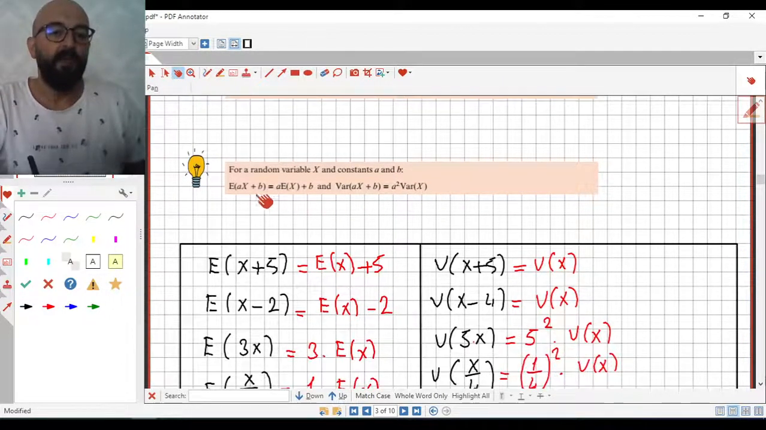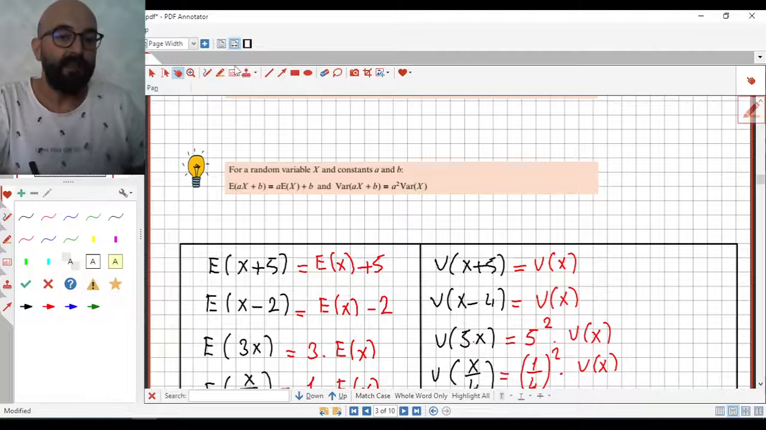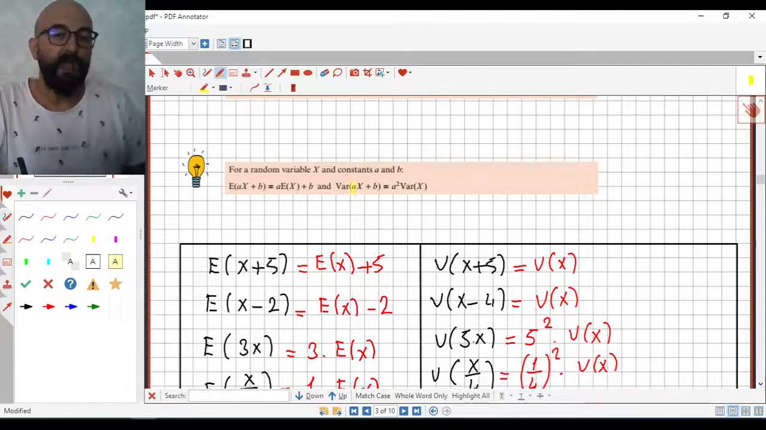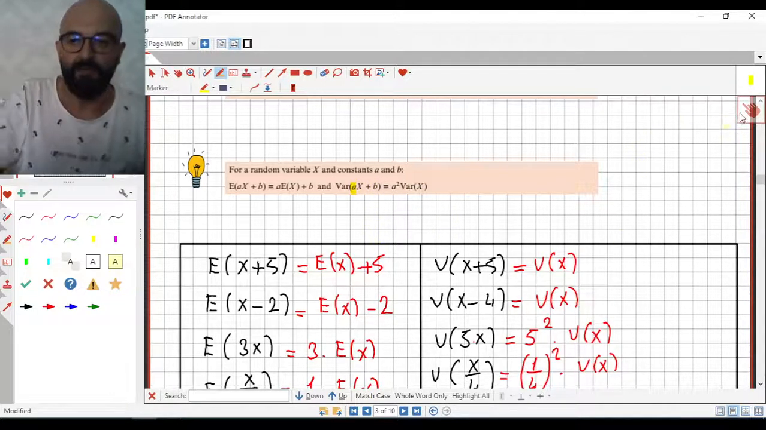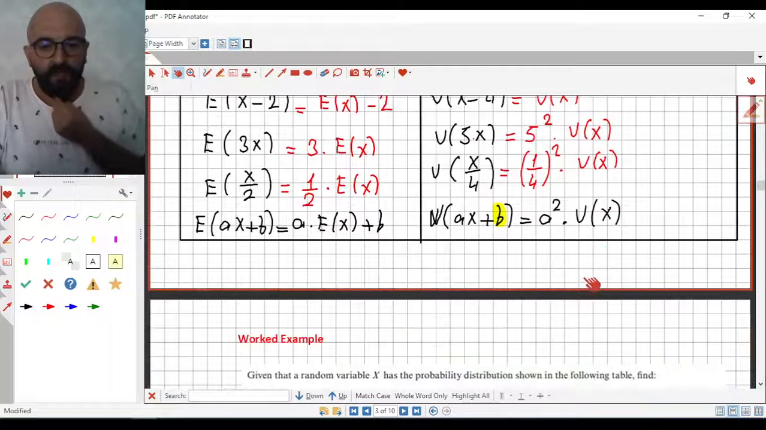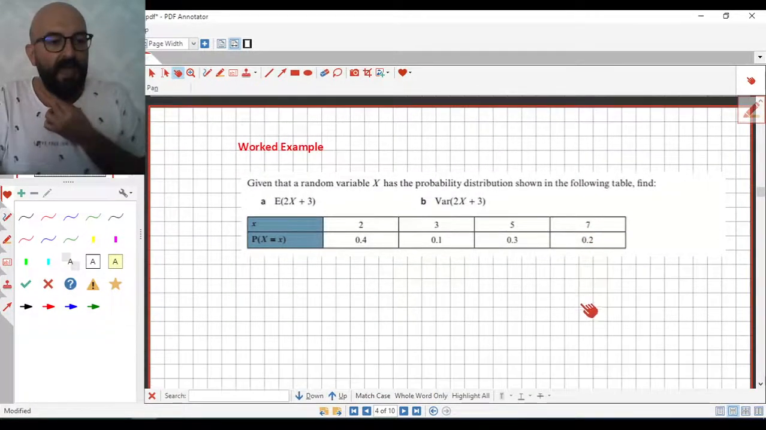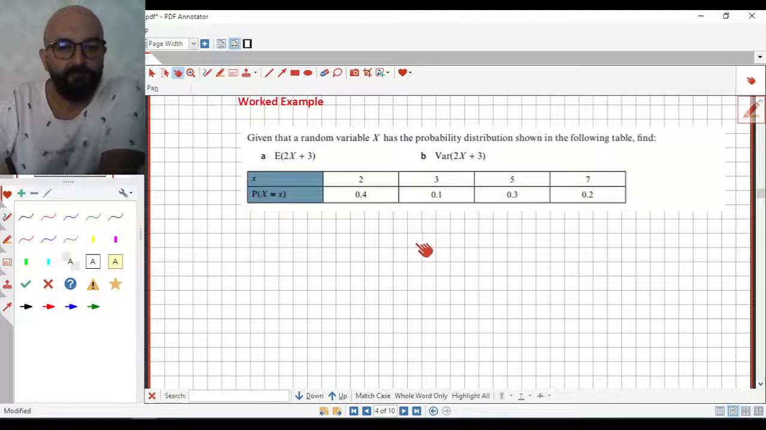The expected value of a multiply x plus b means a multiply the expected value of x plus b, but the variance means a square multiply the variance of x. B doesn't change the variance. Okay, now we have some examples.